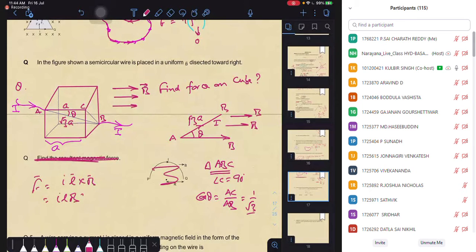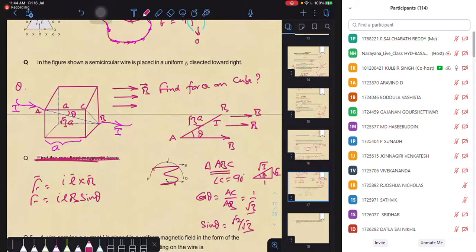So I can say BIL sine theta. Cos theta I know is 1 by root 3. So sine theta, you can tell me the value of sine theta. Cos theta is 1 by root 3, sine theta will be equal to, just a minute. If the base is 1 and the hypotenuse is root 3, then the perpendicular will be root 2. So sine theta will be root 2 by 3.